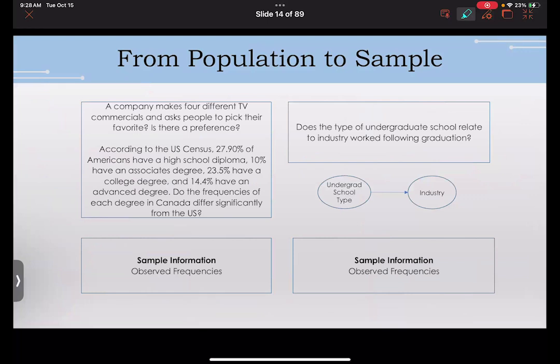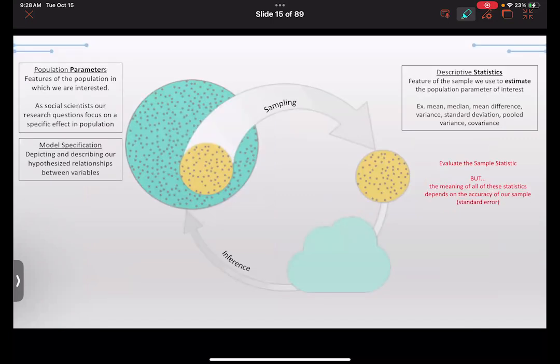And then we've got our observed versus expected frequencies, our categorical version. And here, our sample data are the same. It's always observed frequencies. So we have observed frequencies in our sample. So that's our descriptive data. That's what we have in our data. We've got means, we've got mean differences, we've got observed frequencies.